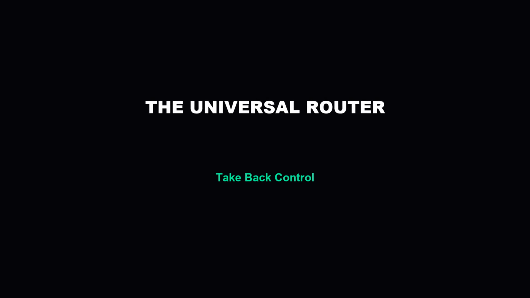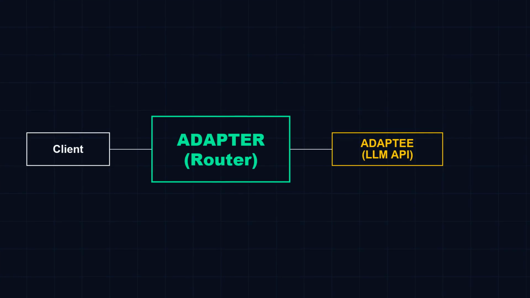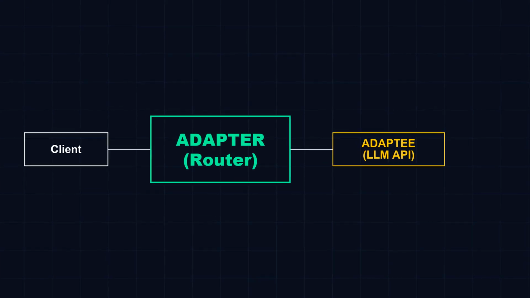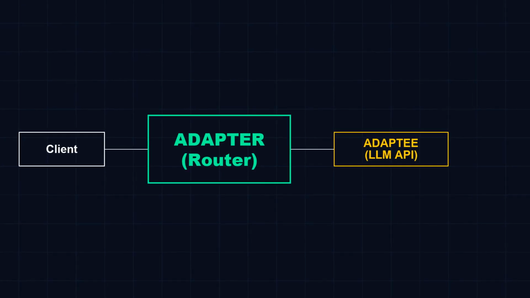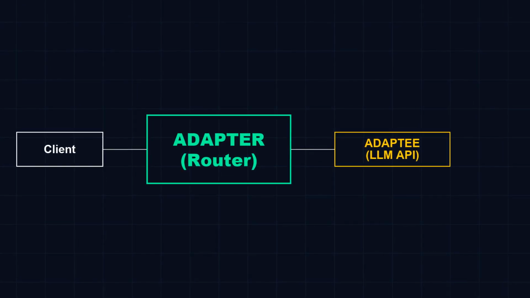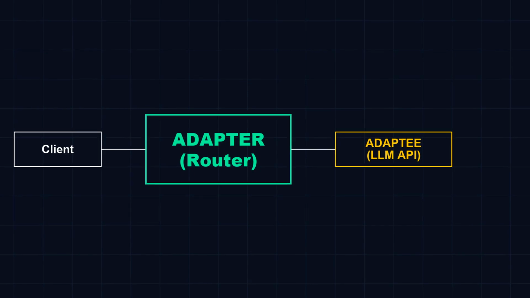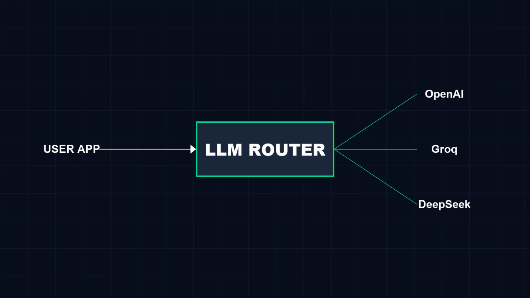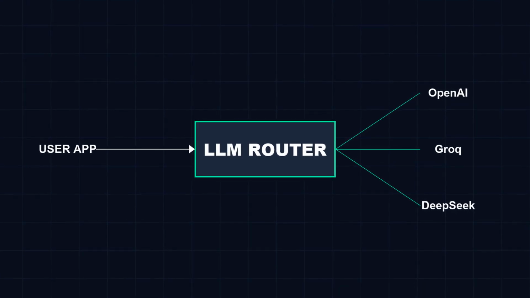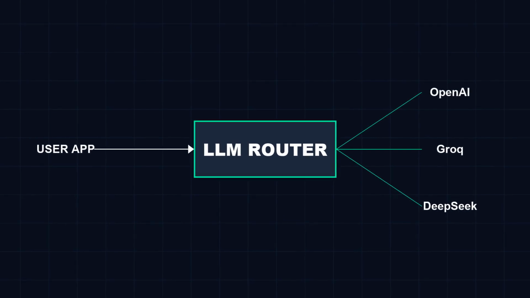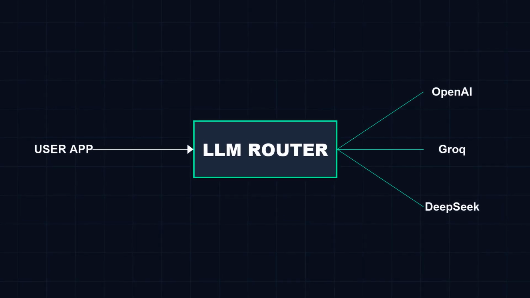We are building the universal router using the adapter pattern. In software engineering, this is known as the adapter pattern. It is one of the most powerful structural patterns in distributed systems. We place an abstraction layer between our application logic and the intelligence providers. Think of it as a universal translator. Your app speaks one language, the router translates it for OpenAI, Anthropic, or DeepSeek.